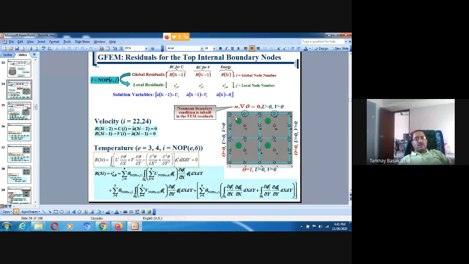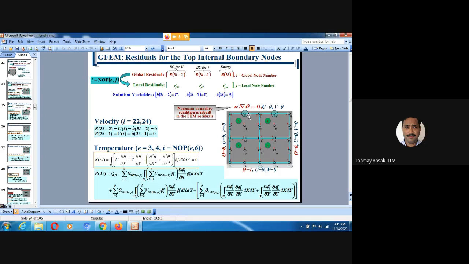So this is the node which is the 20, 21, 22nd node. The 22nd node means it will be 3 into 21, 64, so it will be 65, 66 and 67. Or you can write 3i minus 2 for the x component of velocity, and similarly for the y component of velocity. For them we still have the Dirichlet condition, but for the temperature you have the Neumann condition. So for the temperature you need to write the residual.